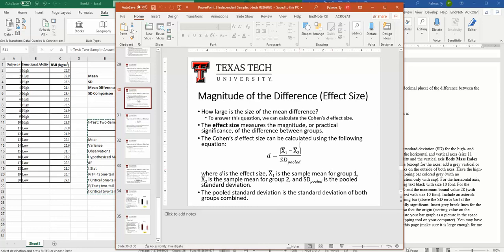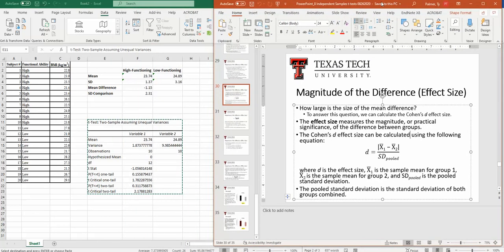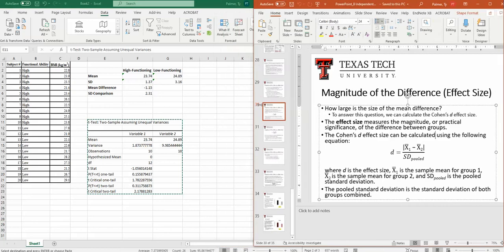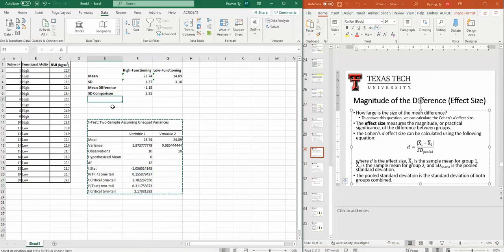Here in the PowerPoint, it talks about the magnitude of the difference. To calculate the magnitude of the difference, we calculate the effect size, this Cohen's d effect size, and here's the equation. This is the equation we're going to use to calculate the effect size. We take the absolute value of the mean difference between the groups and divide it by the pooled standard deviation. I'm going to keep this here for now so you can see that equation. I'm going to go to my Excel sheet now.